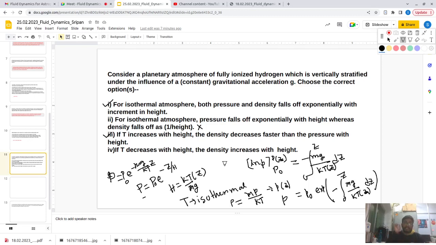If 1 by T has a greater contribution than the exponential term, obviously, since T is decreasing with height, 1 by T will be increasing, so the density will increase with height. But if this 1 by T has lesser contribution than the exponential thing, then even if T is decreasing with height, the density must decrease with height. Fine. So this is not a correct answer. This is 1 and 3. These two will be correct.